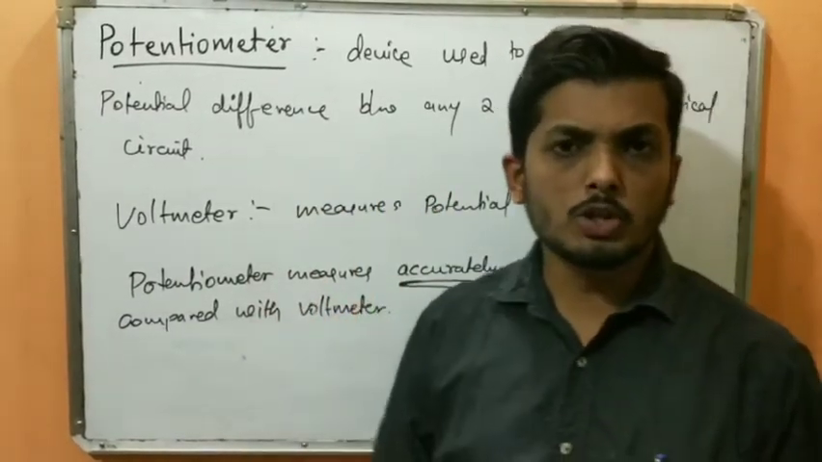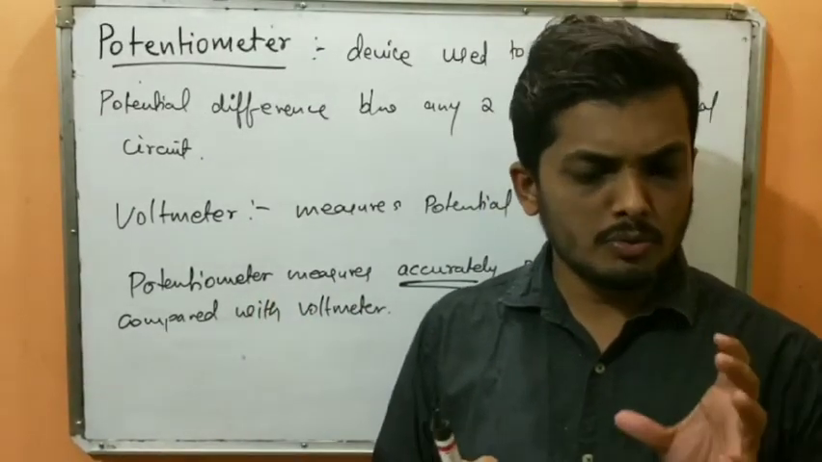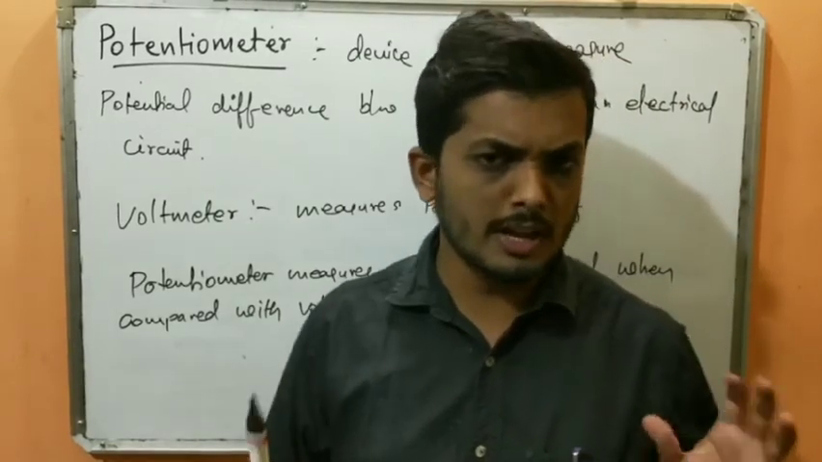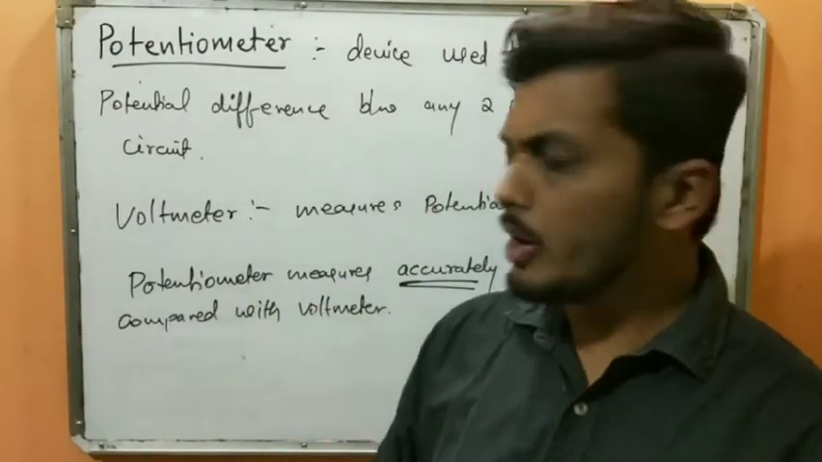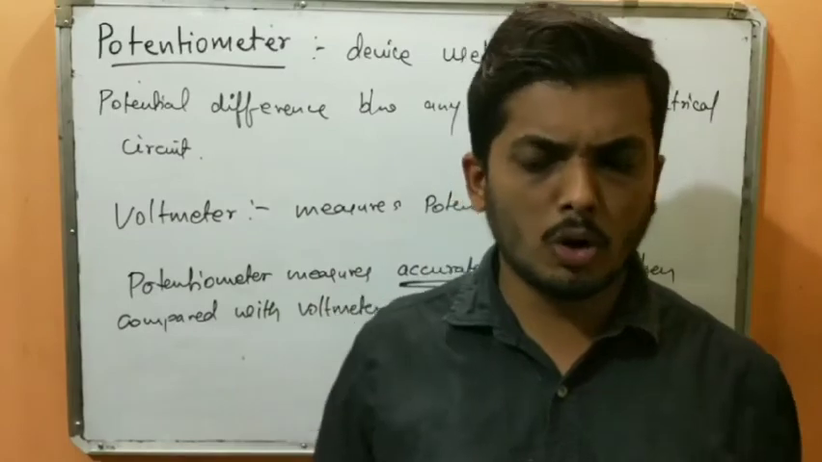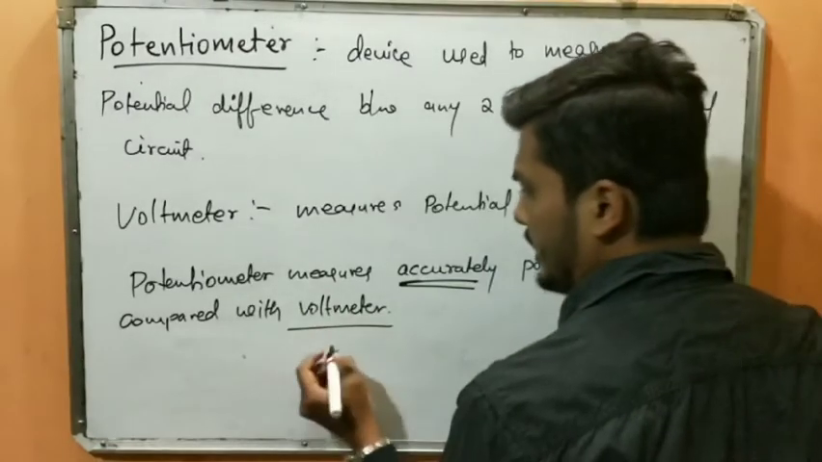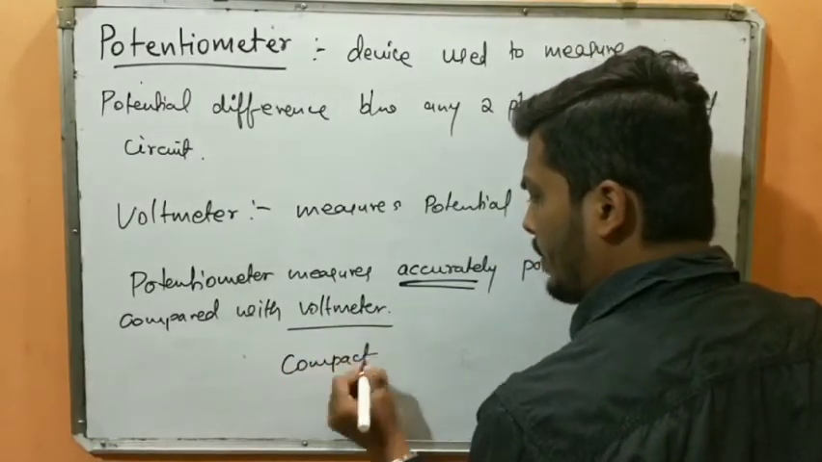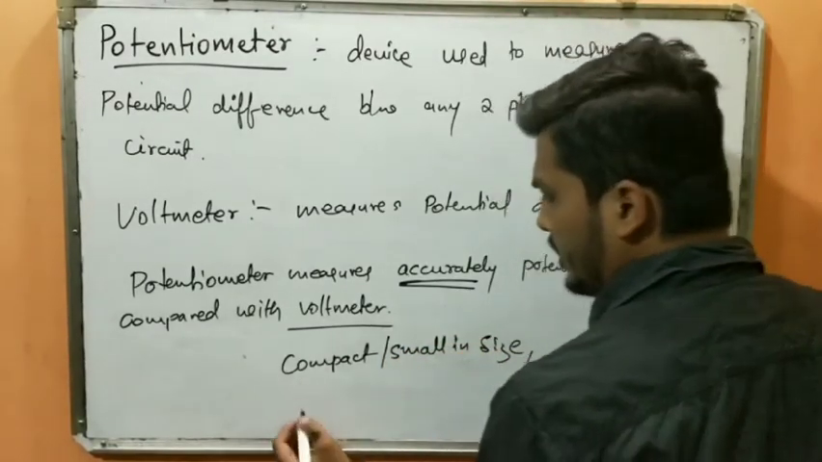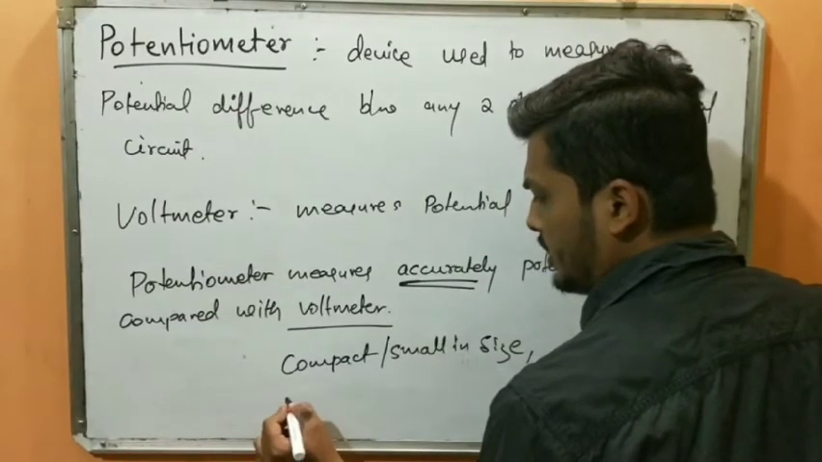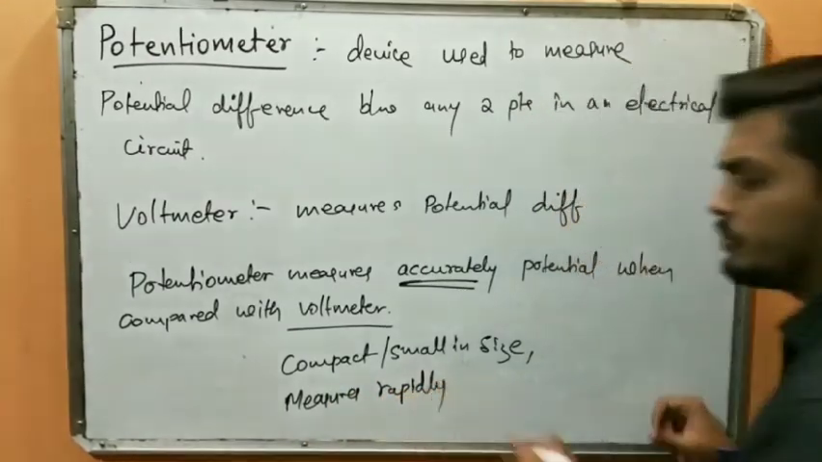But the problem with the potentiometer is that it is quite large in shape compared to the voltmeter. The voltmeter is very compact, very small in size, and easily you can carry it in your pocket if possible. But the potentiometer is a huge thing, again the same sort of thing as the meter bridge you have seen. I'll tell you exactly how it looks. The advantage of the voltmeter here is that it is compact, small in size, and one more advantage is that it measures rapidly, so you get a result very soon.